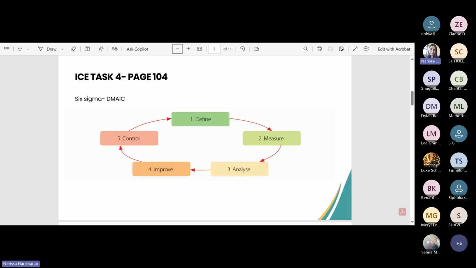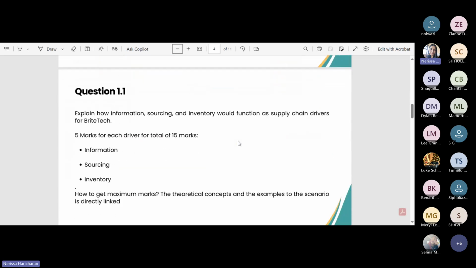Is there any questions so far before we move on to assignment 2? Okay, perfect. Okay, so we now gone into assignment 2, and I broke down every single question. So whether it is the marking matrix, how you're going to get your maximum mark, the sort of information you need to provide, etc.